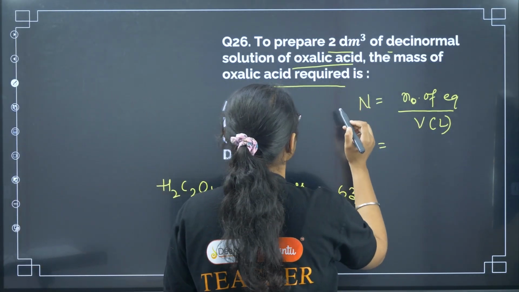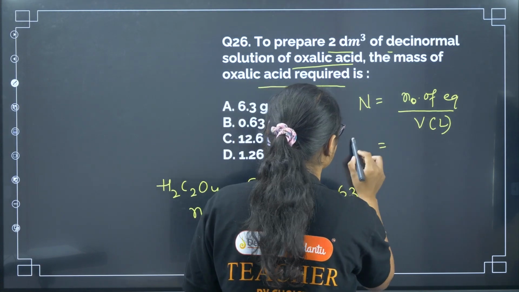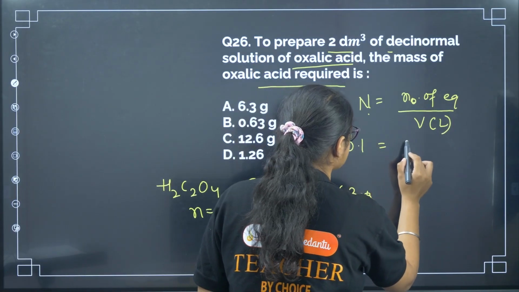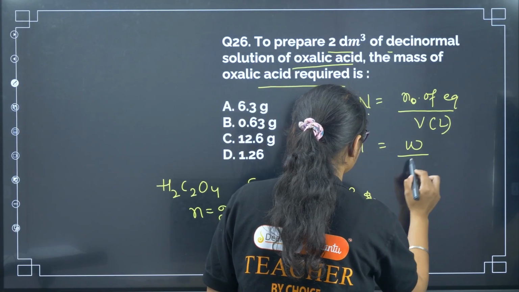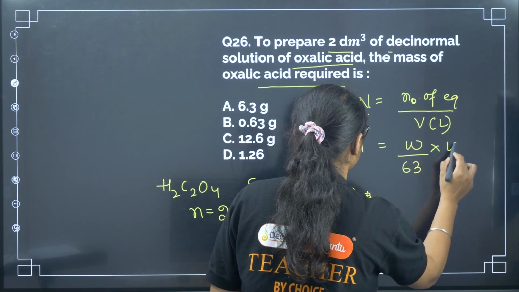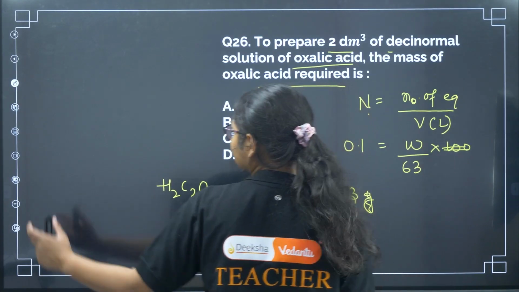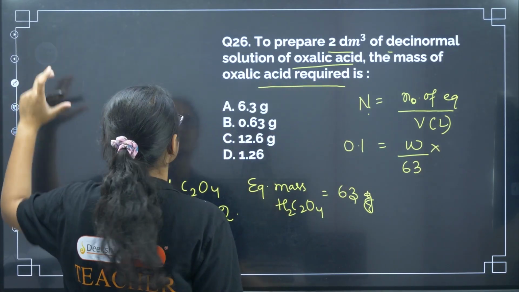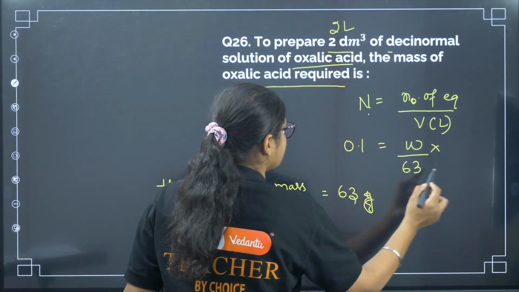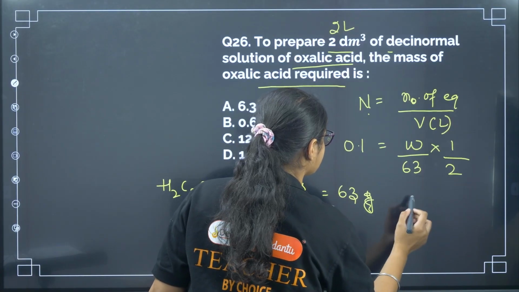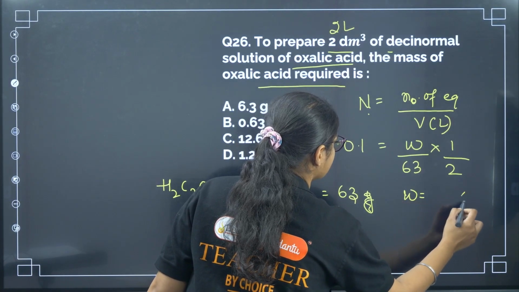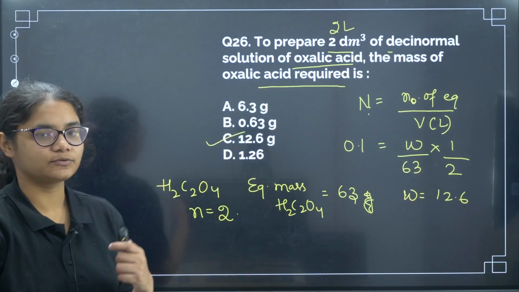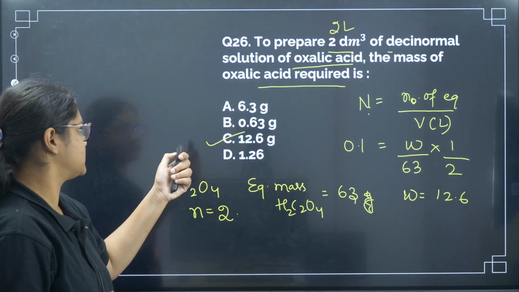So given mass of oxalic acid is what we have to calculate, and normality is 1 by 10, so 0.1. Given mass we will calculate here. Equivalent mass is 63 into 1000. Okay, no need for 1000 because 1 decimeter cube is 1 liter. So 2 decimeter cube means 2 liter, right? So volume is 2. So if you solve this, we will get 12.6 gram. Okay, so the correct answer for this question is option number C, that is 12.6 gram.